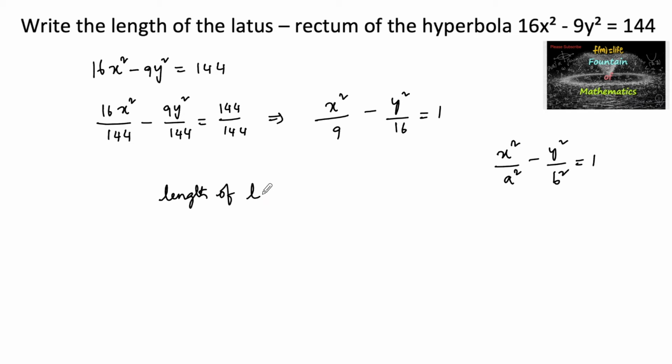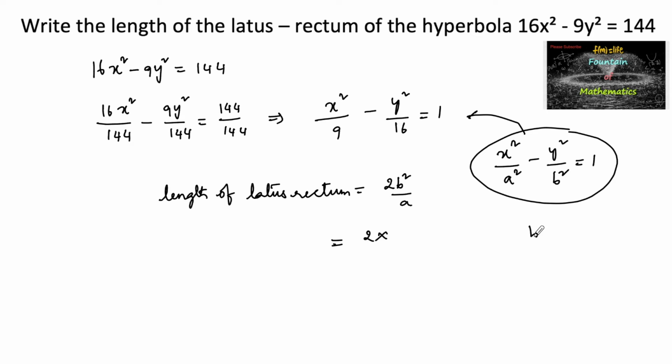length of latus rectum is equal to 2b²/a. When comparing with the standard form, here b² is equal to 16 and a² is equal to 9, that is a is equal to 3. So 2 into 16 upon 3, which is 32 upon 3. So the length of latus rectum for the given hyperbola is 32/3 units.